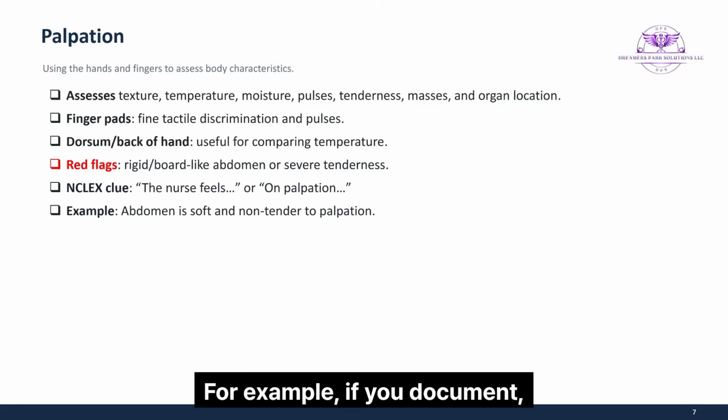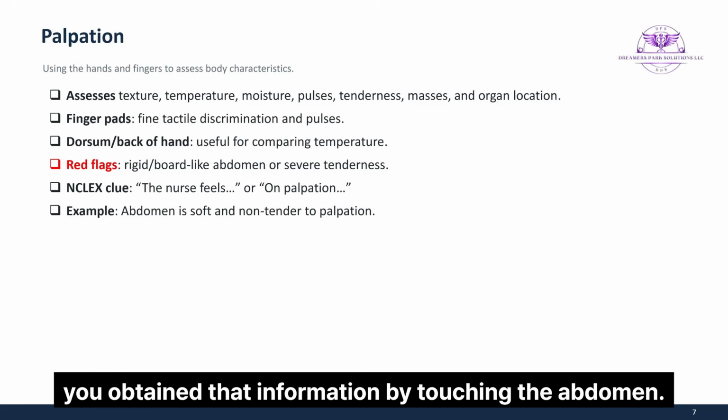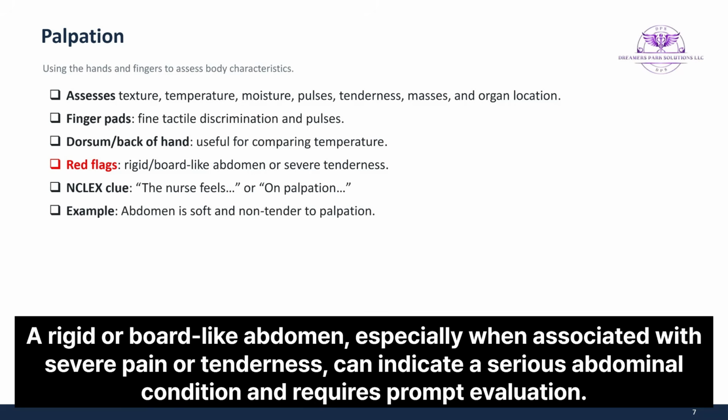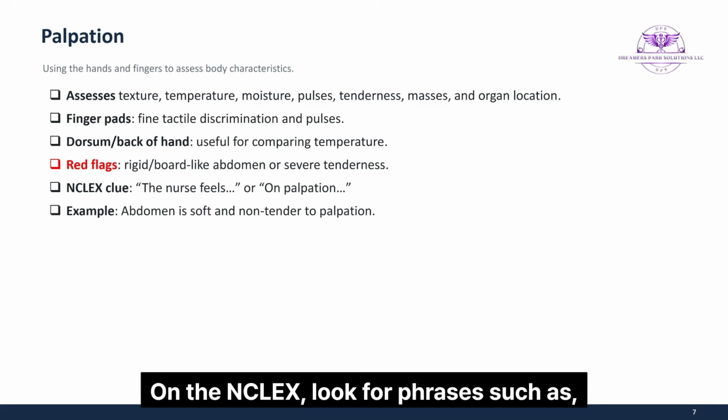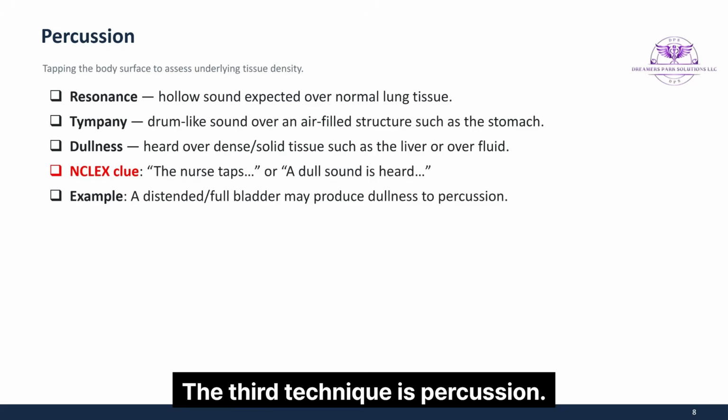For example, if you document, "the abdomen is soft and non-tender to palpation," you obtained that information by touching the abdomen. Be alert for significant abnormal findings. A rigid or board-like abdomen, especially when associated with severe pain or tenderness, can indicate a serious abdominal condition and requires prompt evaluation. On the NCLEX-RN, look for phrases such as, "the nurse feels," or, "on palpation." Remember, palpation equals touch.